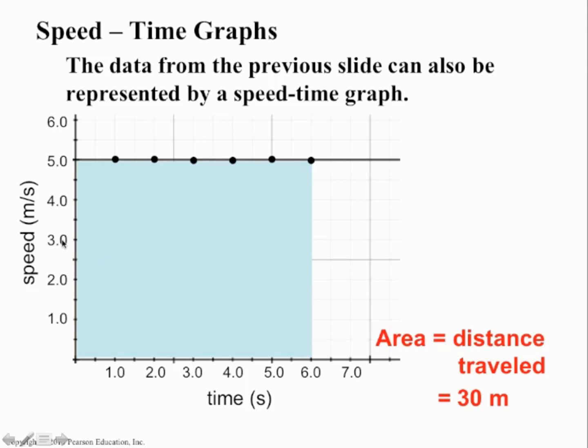And once again, you can use the units on your graph to confirm that. The units on your y-axis are meters per second. The units on your x-axis are seconds. And if you're doing an area, it's going to be these x-axis units times these y-axis units, and s times m over s gives you just m because the s's cancel.